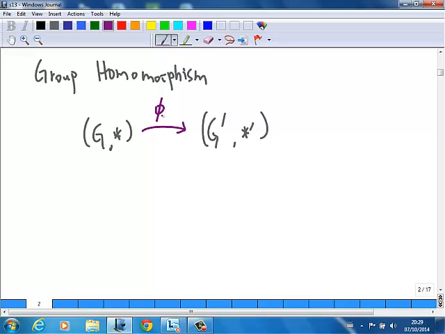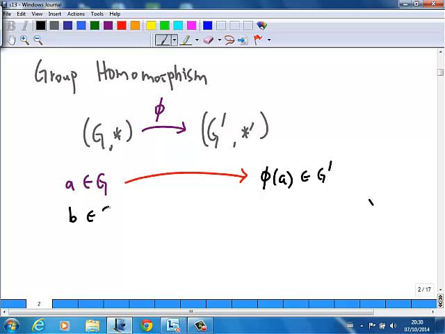Let's say I have one element A inside G. This element A goes to an element inside G prime. Let's call this the image of A. So A goes to the image of A in G prime. Then pick another element B in G, and under the mapping it goes to the image of B in G prime.